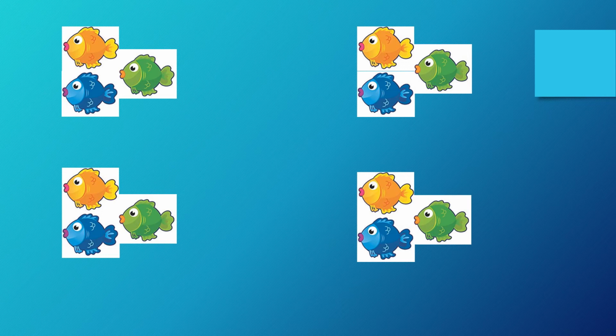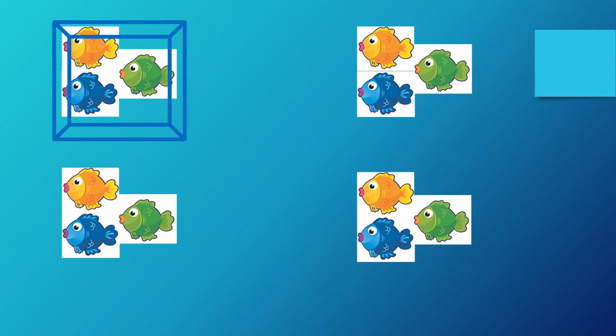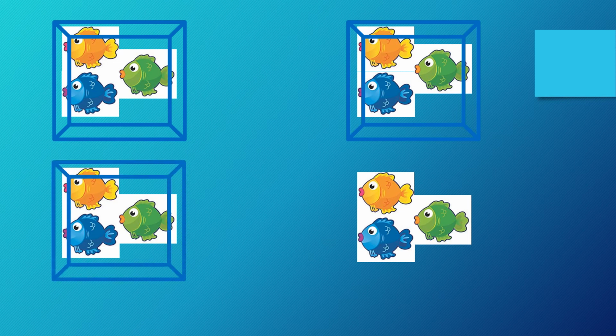In the story, they also told us that 3 fish fit in 1 tank. So let's put our 3 fish in 1 tank. So we're going to count to 3. 1, 2, 3. There's our tank. Let's do it again. 1, 2, 3. Let's do it again. 1, 2, 3. And now as we can see, we have 1, 2, 3 fish left, and there's our last tank.